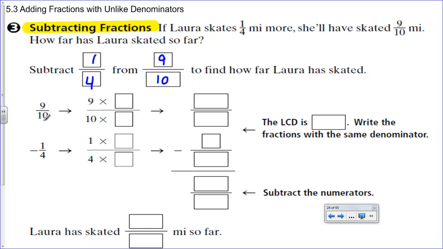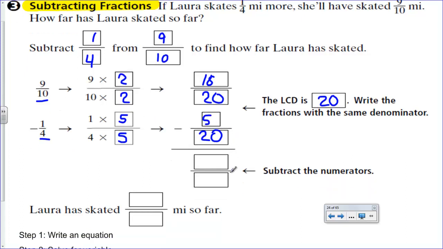Again, first step: 10 and 4 aren't the same denominator, so I need to find my LCD. My LCD between 10 and 4 is going to be 20. So I'm going to write my fractions out of 20, so I'm comparing the same thing. How do I get from 10 to 20? Multiply by 2. Whatever I do on the bottom, I must do on the top. So 9/10 is equivalent to 18/20. I multiply by 5 to get to 20, so I multiply the top and the bottom by 5.